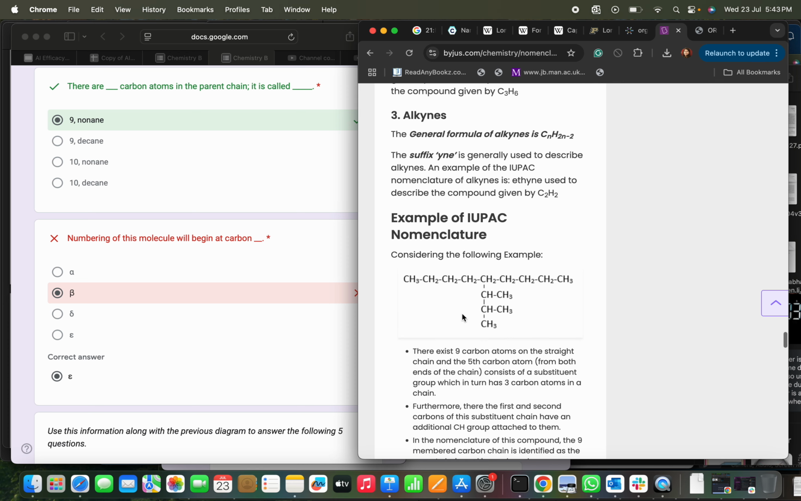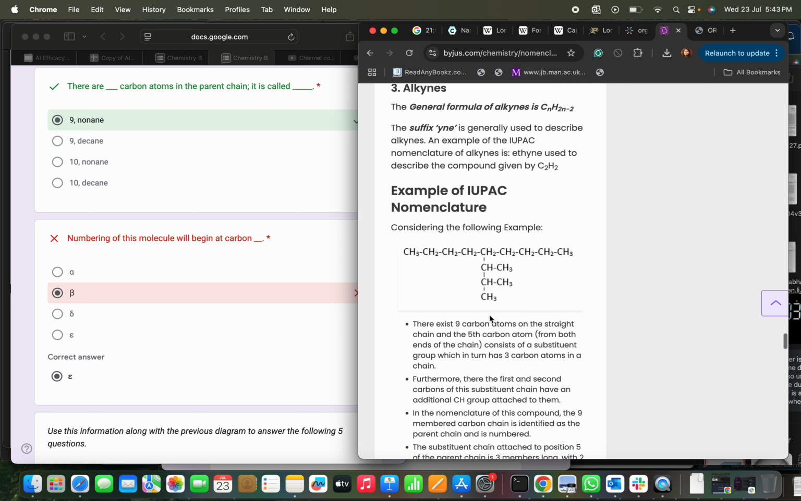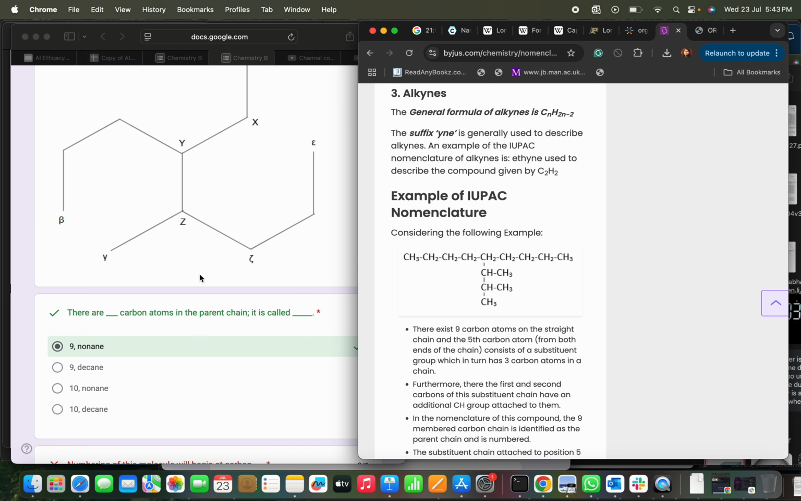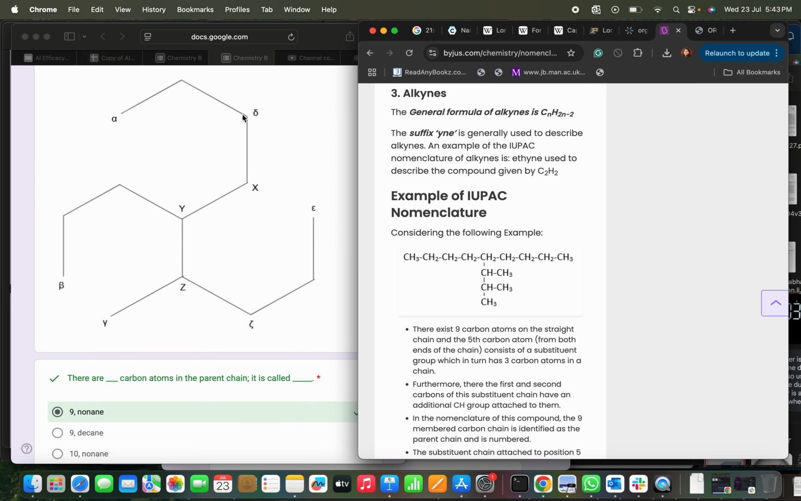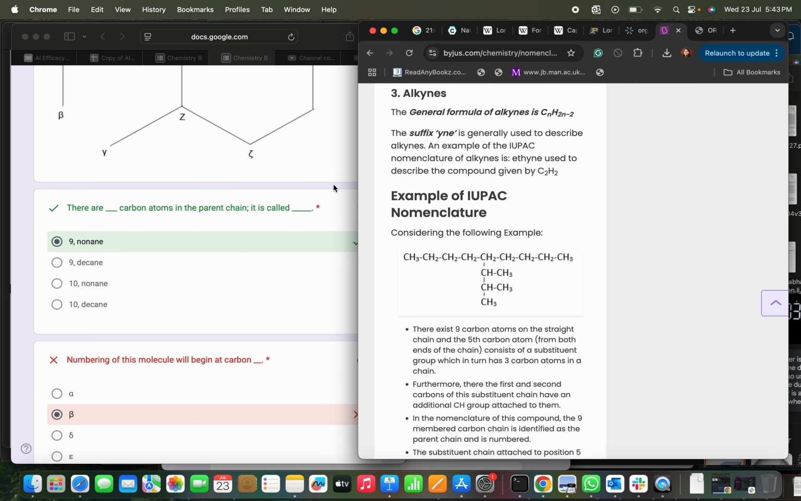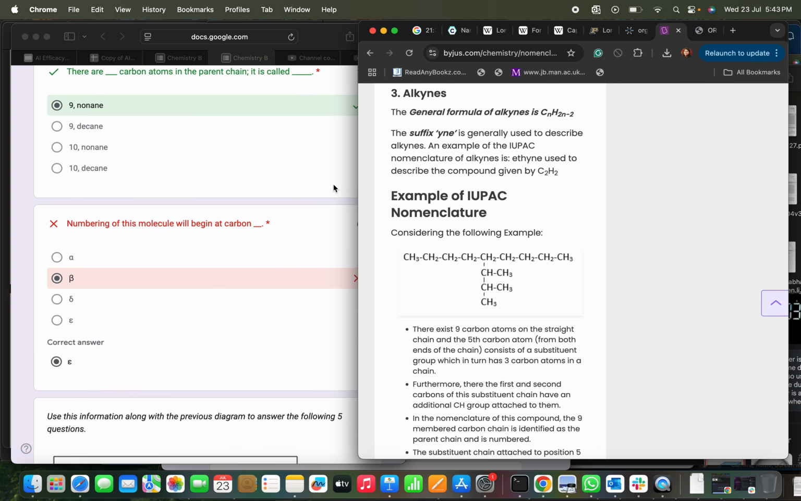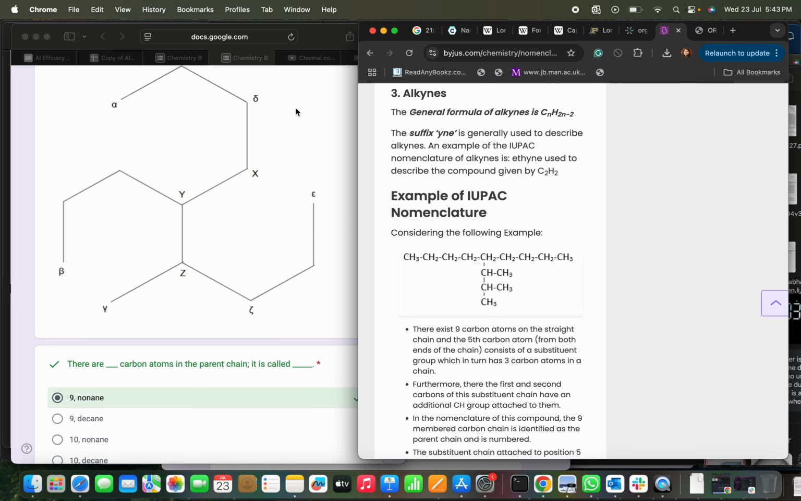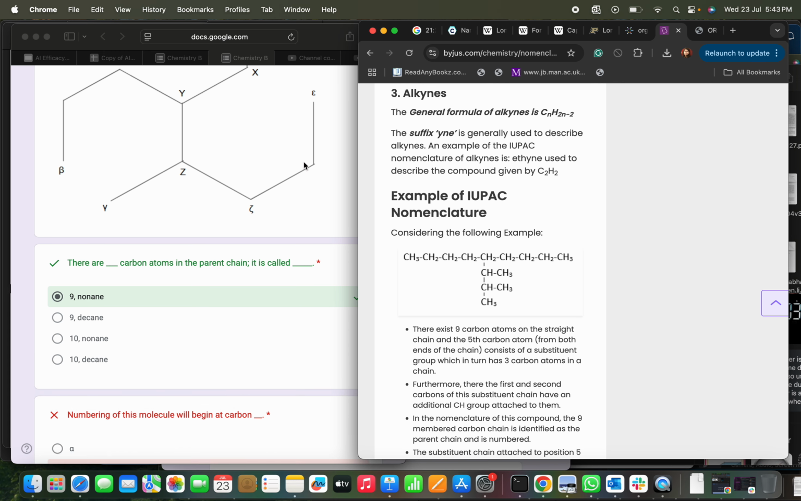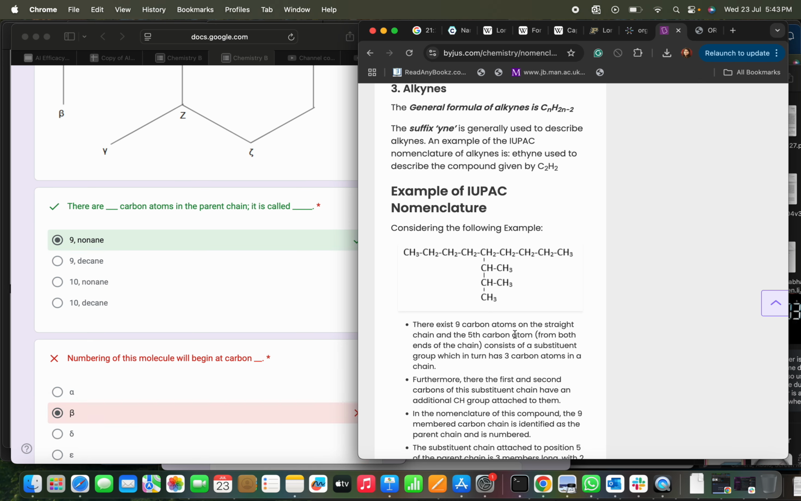Alright. There exist 9 chains with the 5th carbon. But am I calculating something wrong? 1 2 6 8 5 6 7. So what difference does it make? What is delta? 1 2 3 4 5 6 7. I understand why beta and delta won't work, but why not alpha and epsilon? It's true.